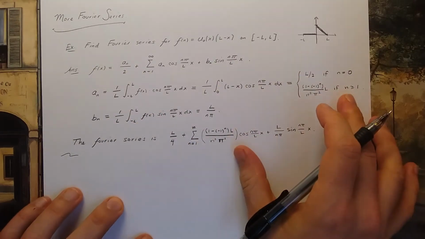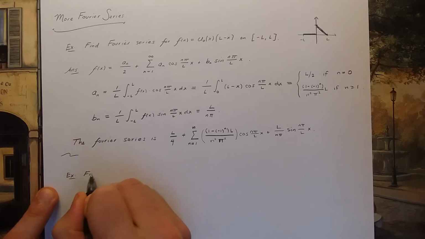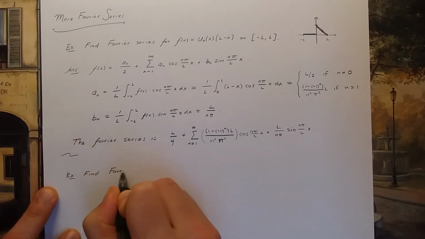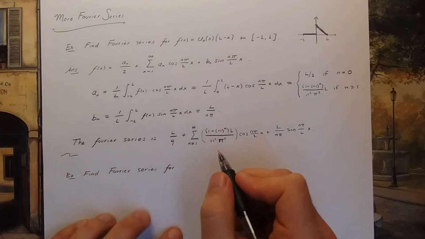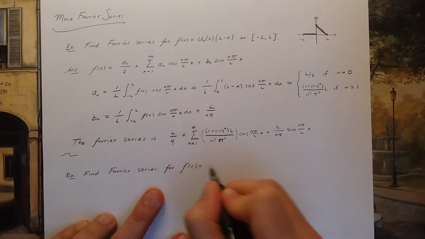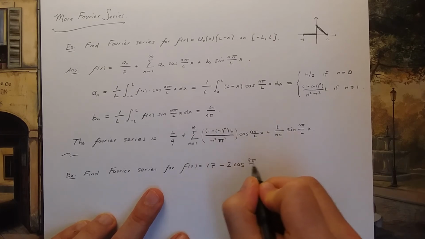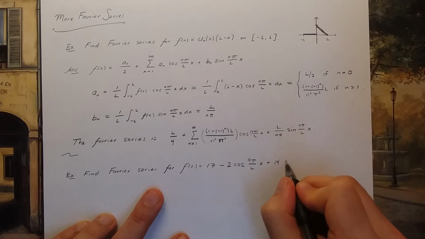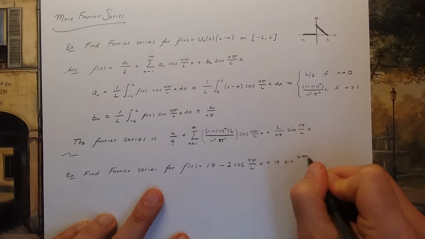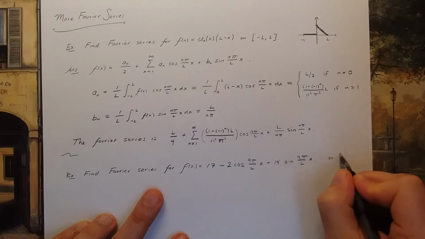Let's finish this video with one very simple example. What if I asked you to find the Fourier series for, how about, the function f of x is 17 minus 2 cosine 9 pi over L x plus 14 sine 10 pi over L x. Again, on the interval from negative L to L.